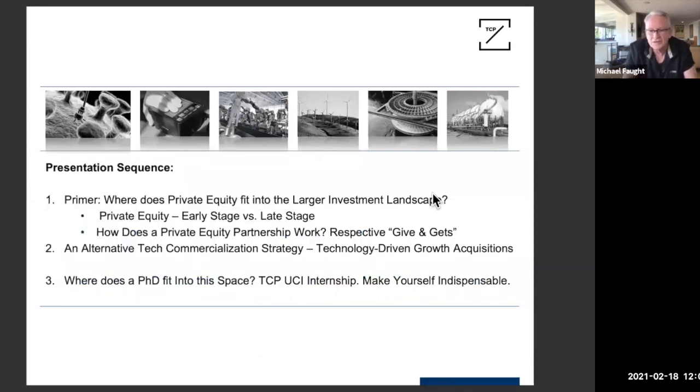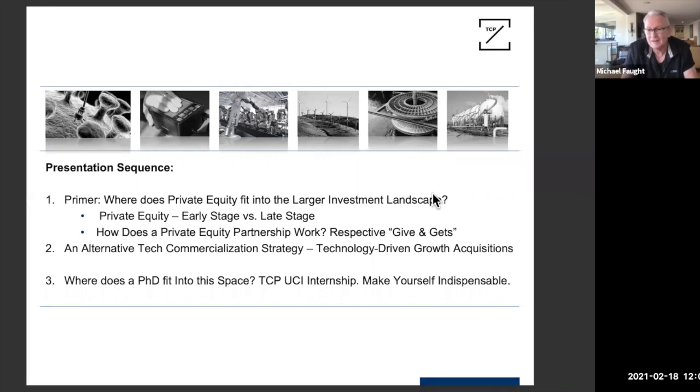First of all, to help you understand the investment landscape and where this world of private equity lands in this landscape of investment options. And specifically, how does a private equity partnership work? And then I want to talk about what we're doing, which is an unconventional strategy for pursuing private equity deals while commercializing technology.